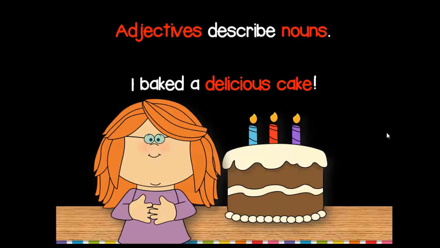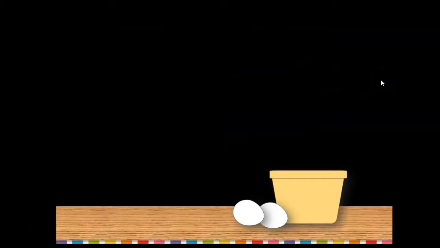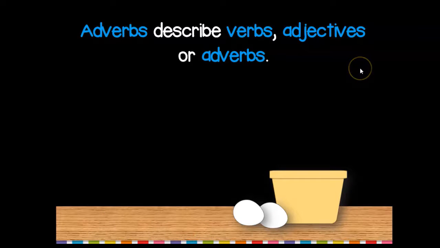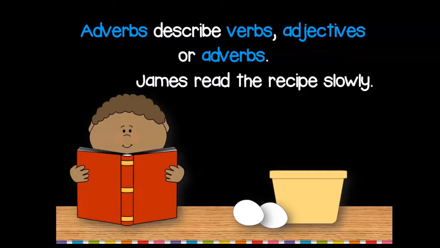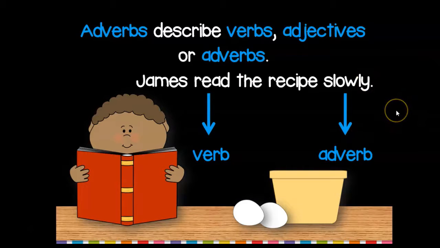I baked a delicious cake. Delicious is our adjective. Noun is the cake. Okay? Delicious describes the noun cake. Adverbs describe verbs, adjectives, or adverbs. James read the recipe slowly. Read is our verb. Slowly is our adverb.